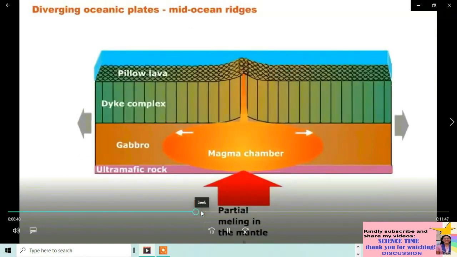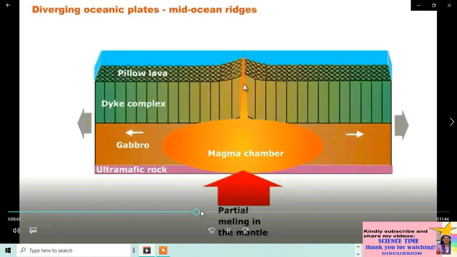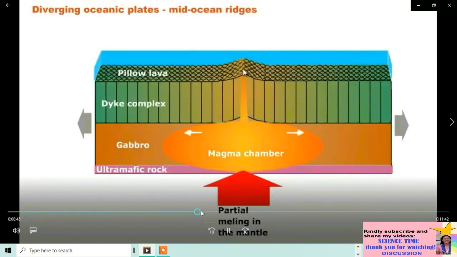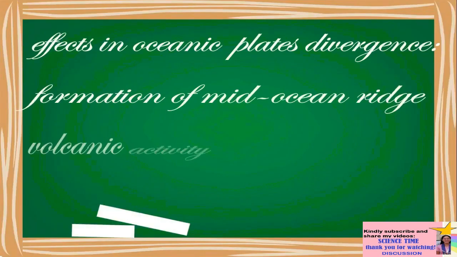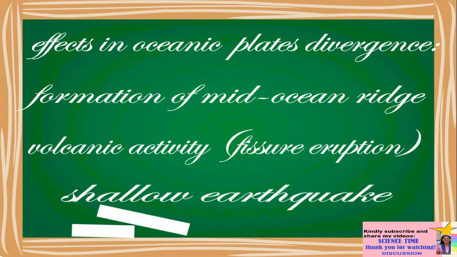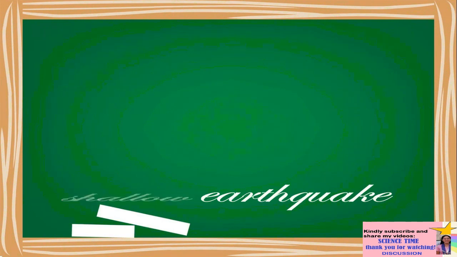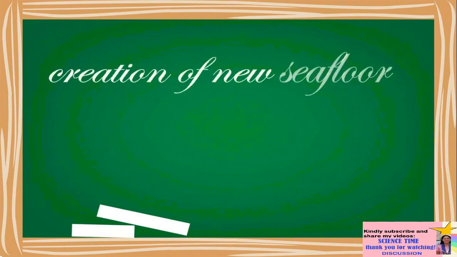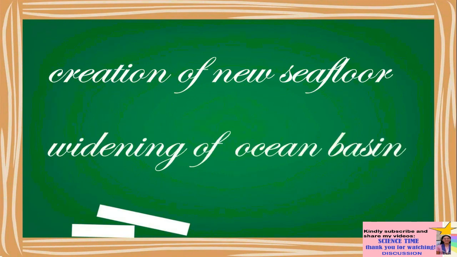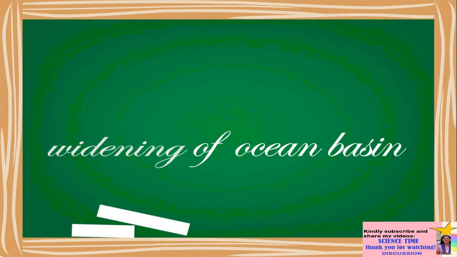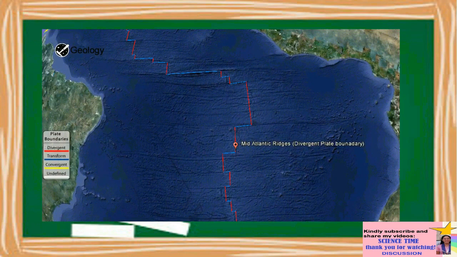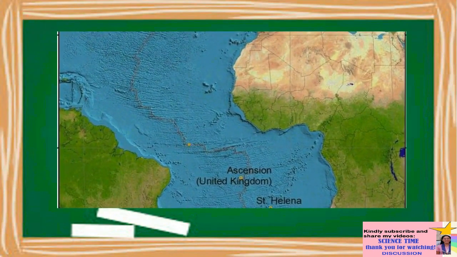Effects that are found at a divergent boundary between oceanic plates include a submarine mountain range such as the Mid-Atlantic Ridge, volcanic activity in the form of fissure eruptions, shallow earthquake activity, creation of new seafloor, and a widening ocean basin. Mid-oceanic ridge is a formation from the diverging of oceanic plates. The Mid-Atlantic Ridge is a classic example of oceanic divergent boundary.